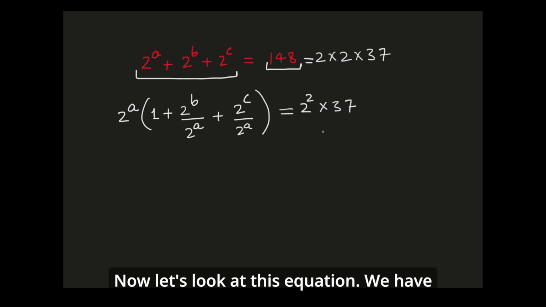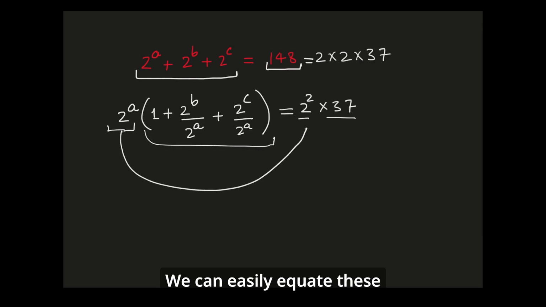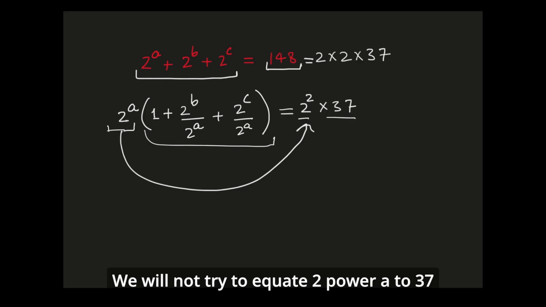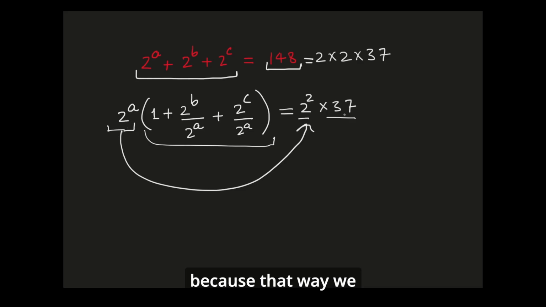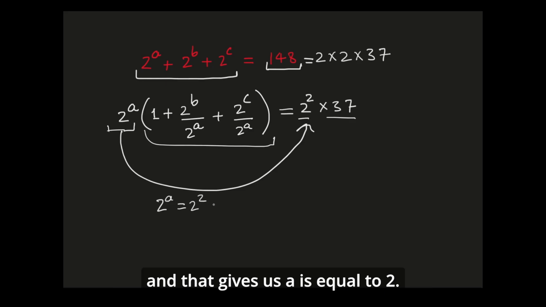Now let's look at this equation. We have two factors here and we have two factors here. We can easily equate these two and find the value of a. We will not try to equate 2 power a to 37, because that way we will not be able to find a. So the simplest thing we can do is equate 2 to the power a to 2 power 2, and that gives us a equal to 2.